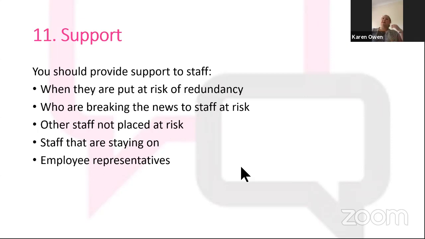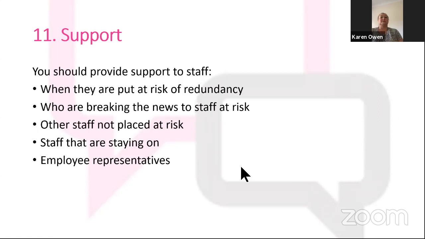As I say, it's quite stressful going through the redundancy process. Redundancies can create difficult situations and conversations within the business, and you should always think about how to support the employees who are at risk of redundancy. It's a stressful time for them. They're going to be worrying about how to pay their bills, how they are going to eat.